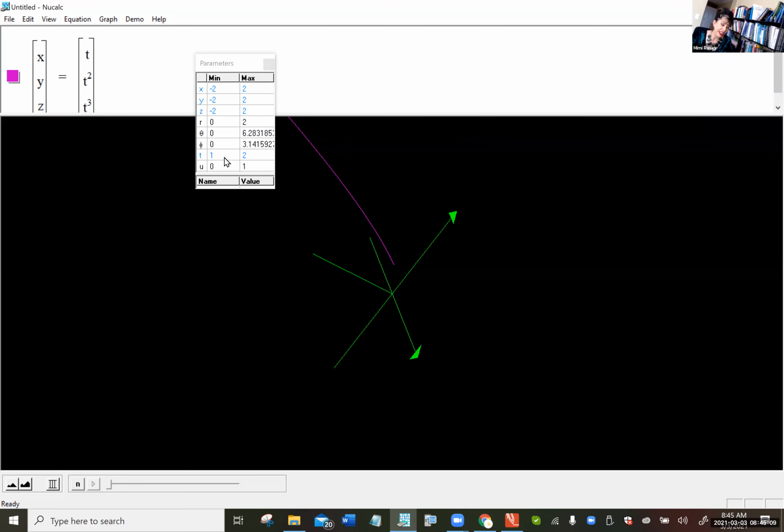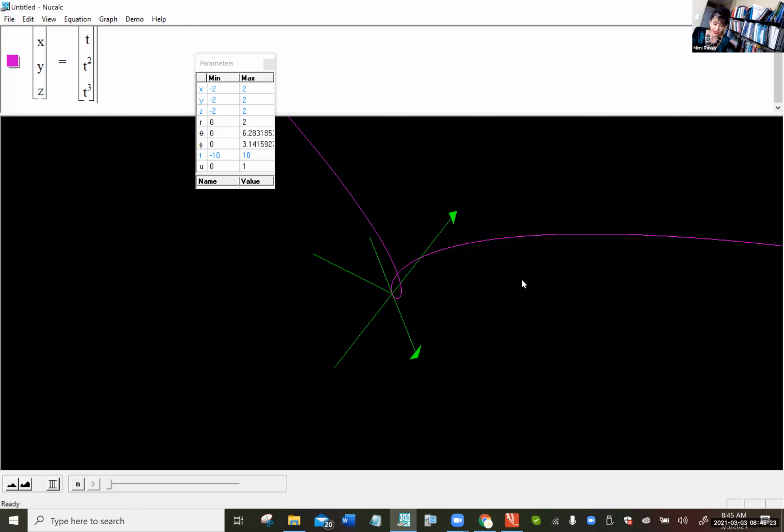Now, I don't usually like graphing little pieces of curves. I'm going to just have t go from negative 10 to positive 10. Let's see what happens now. Just so you can see a little bit more of the picture. Whoa, see how there's a twisty in it? It's a little twisty. That's the twisted cubic. Pretty cool, huh?